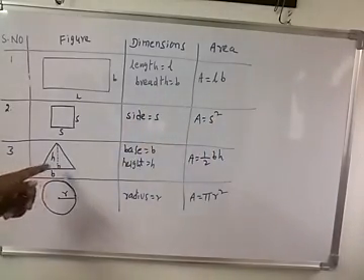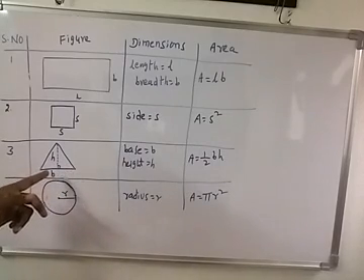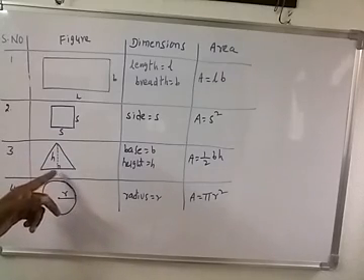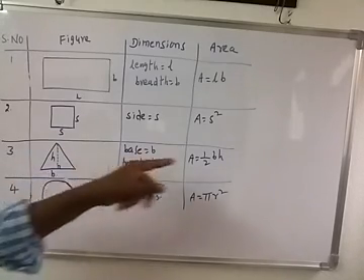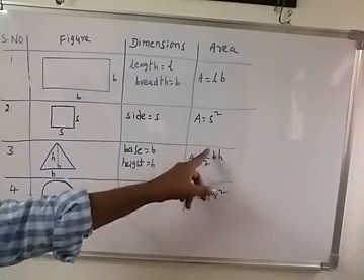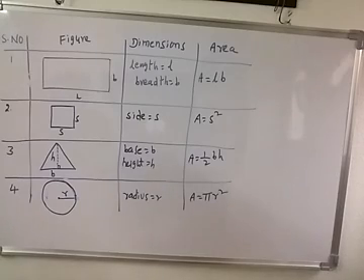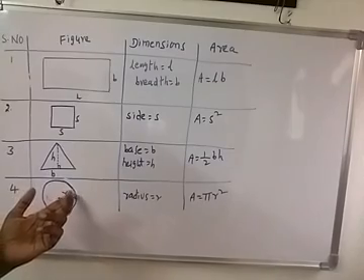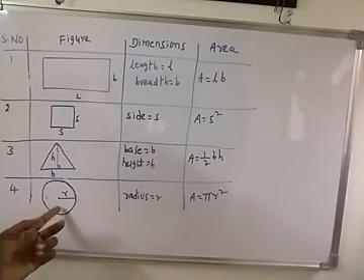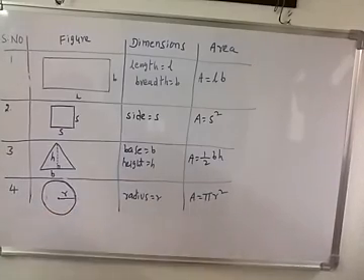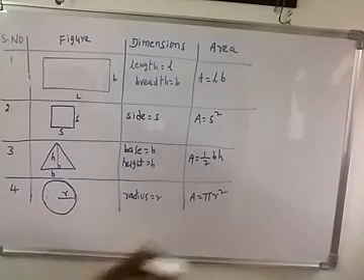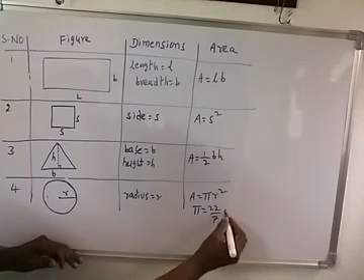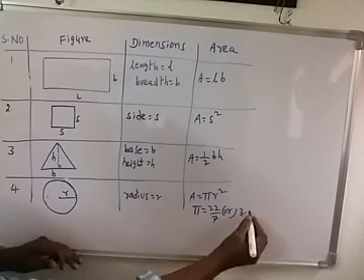Now the area of the triangle. If base is B and height is H, then what is the area of the triangle? That is half of the base into height, area is equal to 1 by 2 into B into H. Now if the radius of the circle is r, then the area of the circle is A is equal to pi r square, where pi value is equal to 22 by 7 or 3.14.